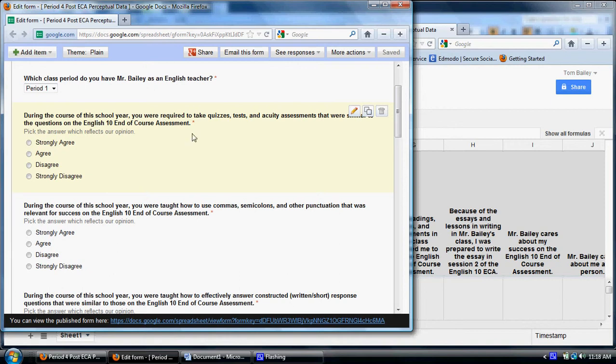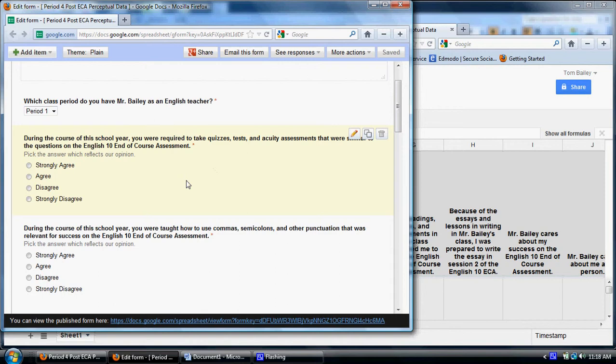And what I had the students do was fill out this perceptual data survey. So during the course of this school year, you were required to take quizzes, tests, and acuity assessments that were similar to the questions on the English 10 end of course assessment. All right, so what am I testing there? I'm trying to figure out if what we did in the class helped them be successful on the test.